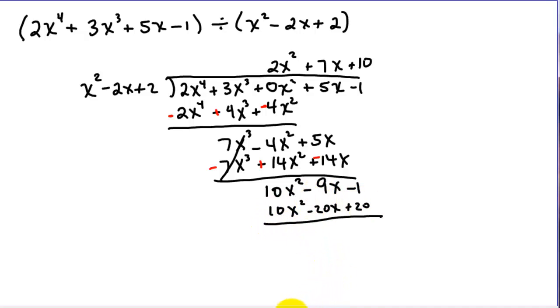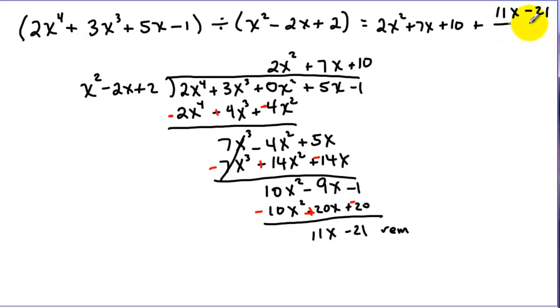And we are now going to, again, multiply by a negative so that we can subtract. So now we're adding since I've multiplied by the negative. So we have here 11x minus 21. That's our remainder. So our final answer would be written as 2x squared plus 7x plus 10 plus the fraction, or the rational function, of the remainder divided by what we originally divided by, here the divisor, and this here is our answer.